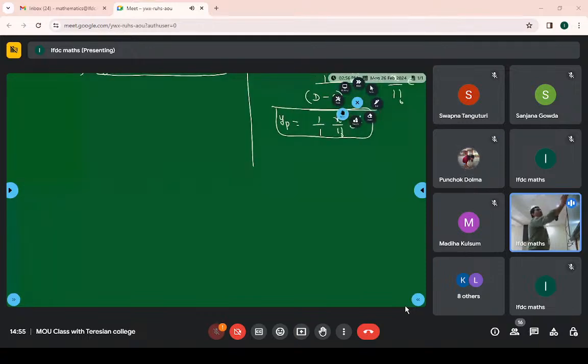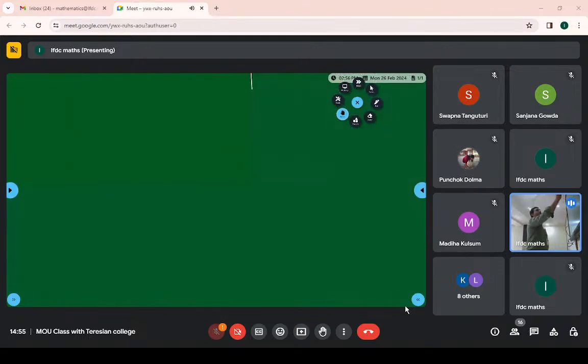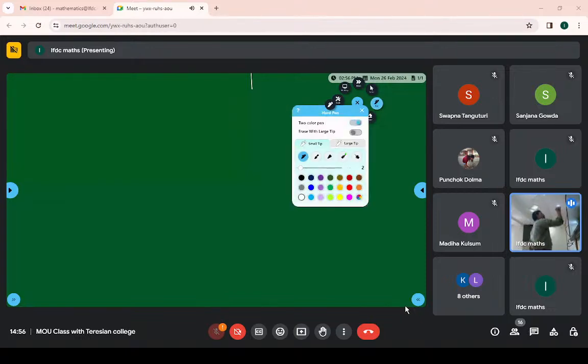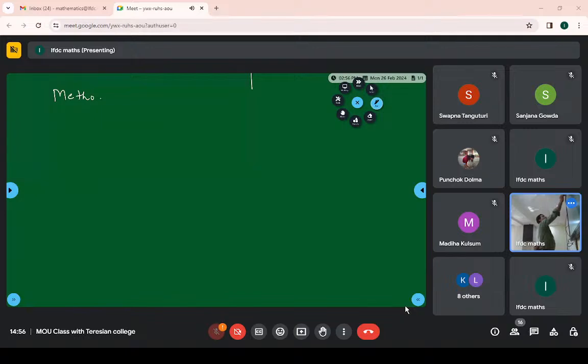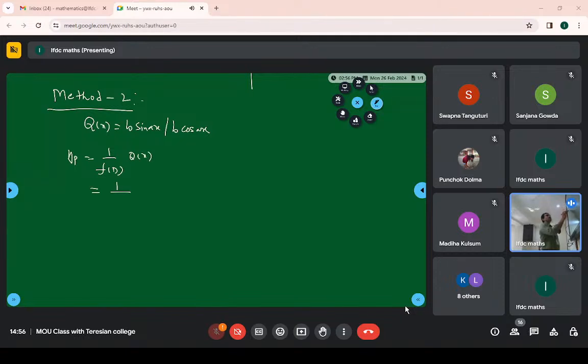Yes, sir. So coming to method number 2, this one is f of d into y equal to q of x, where q of x equal to b sin ax or b cos ax. Now tell me how to solve this one. If I want to write yp equal to 1 by f of d into q of x, we can take this: 1 by f of d, same, into b into sin ax or b into cos ax. Any function, either sin or cos.